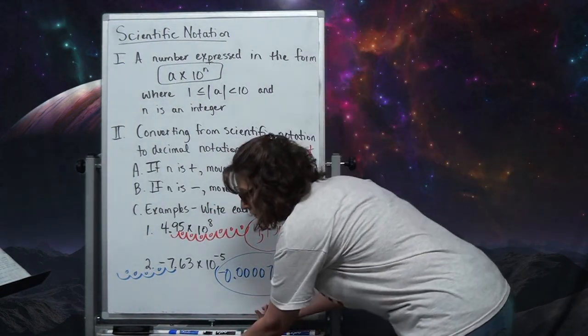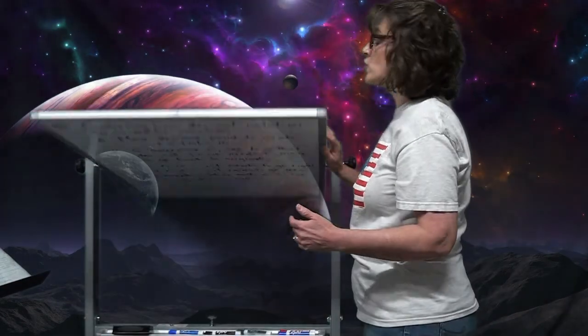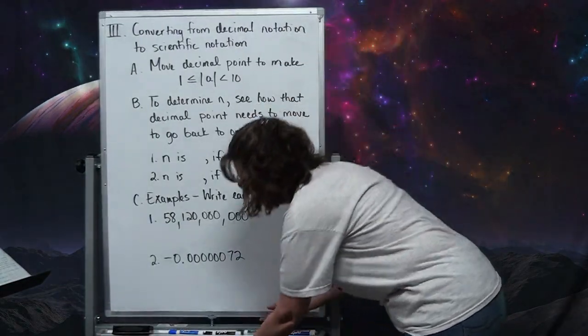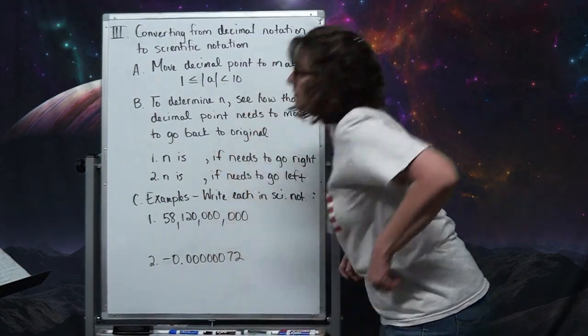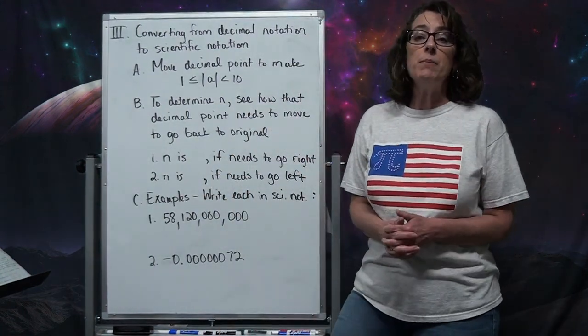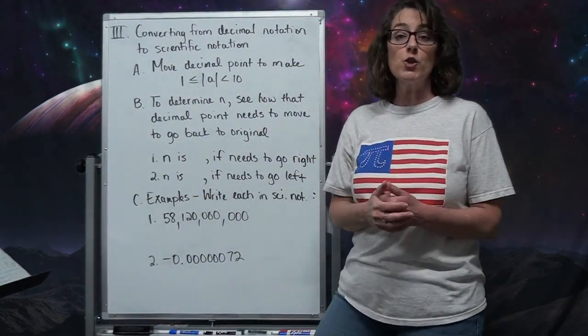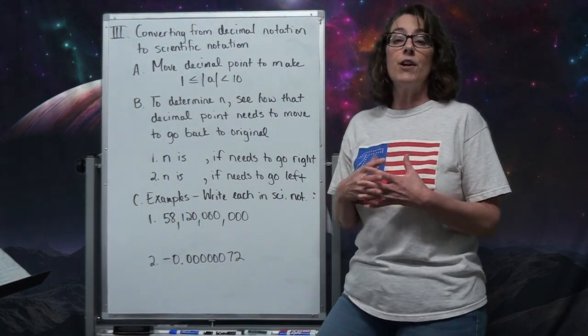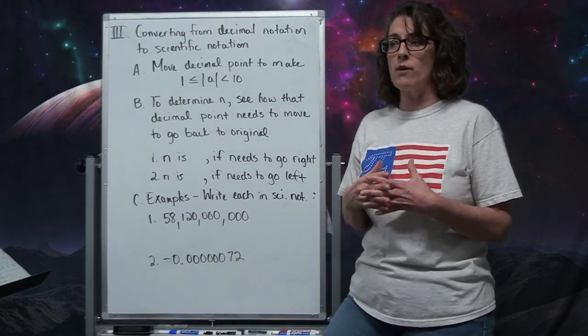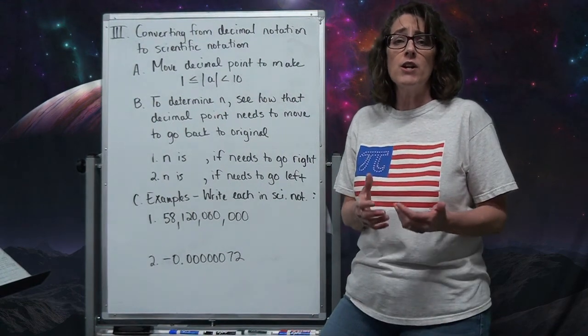Now, let's see how to convert in the other direction. In other words, starting with decimal notation and converting to scientific notation. Now, what a lot of people teach is that means you reverse the rules. To me, that is very confusing to reverse rules. I'd rather stick with the rules that I already know.